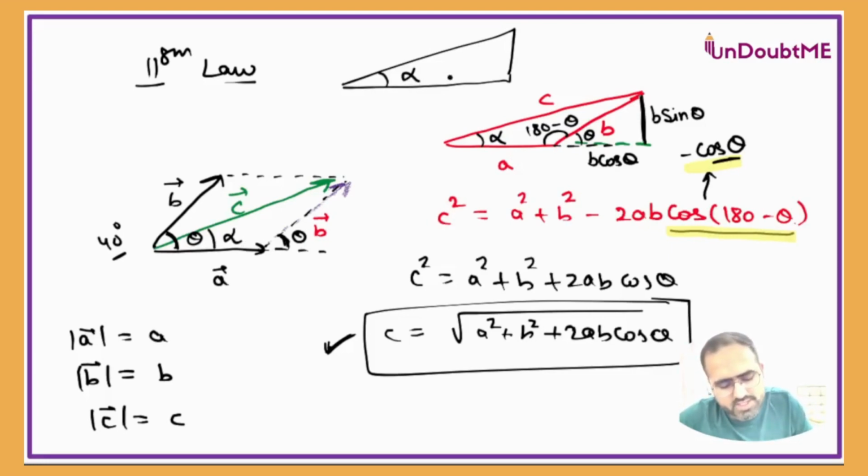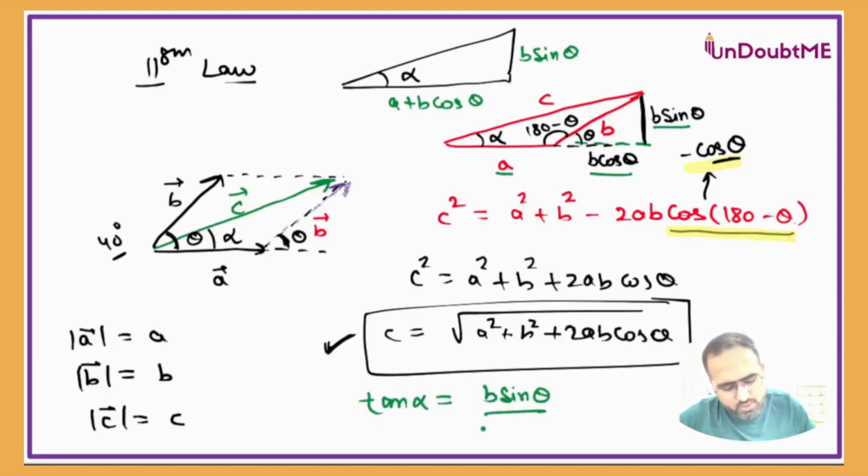Just look at this triangle. We can find tan alpha is equal to B sine theta over A plus B cos theta. So I'll just write here tan alpha is equal to B sine theta over A plus B cos theta. And I can get the value of alpha by taking tan inverse of that same thing. So this is how we'll get the angle. For a vector, we should always know how to find magnitude as well as direction. So here we finish up the whole parallelogram law.